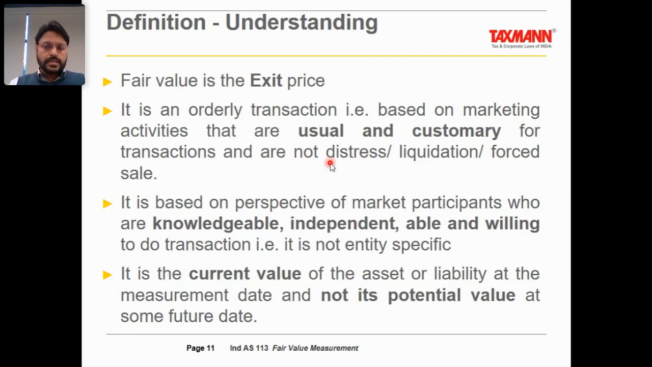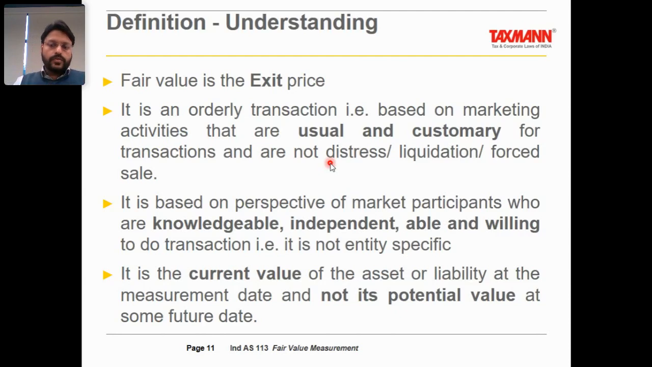So what is the difference? For example, under Ind AS 2, we measure the inventory at NRV, net realizable value. Now, NRV is not equivalent to fair value. Why? Because NRV is determined on the basis of the agreements to sell in hand by the entity. So that is the entity specific determination. But fair value is the open market price at which the asset or item could be sold. So that is not entity specific.